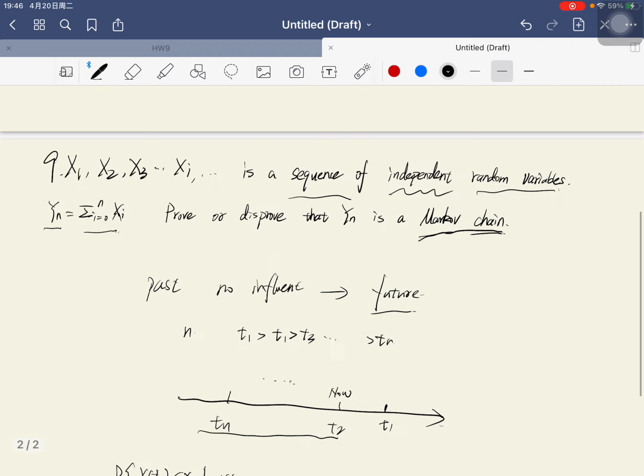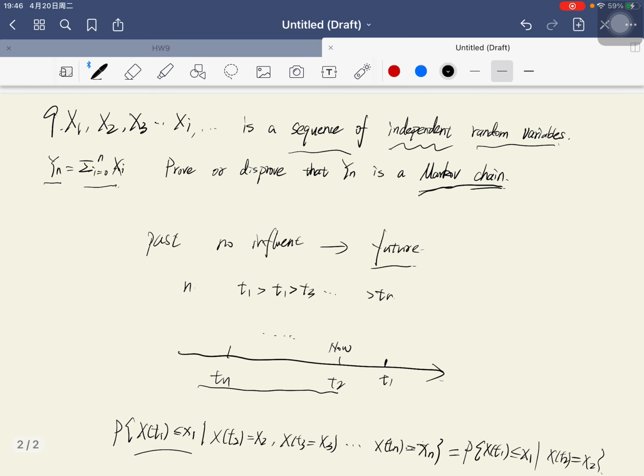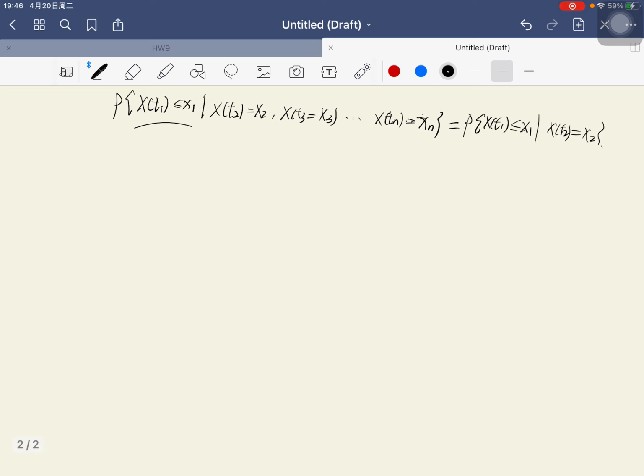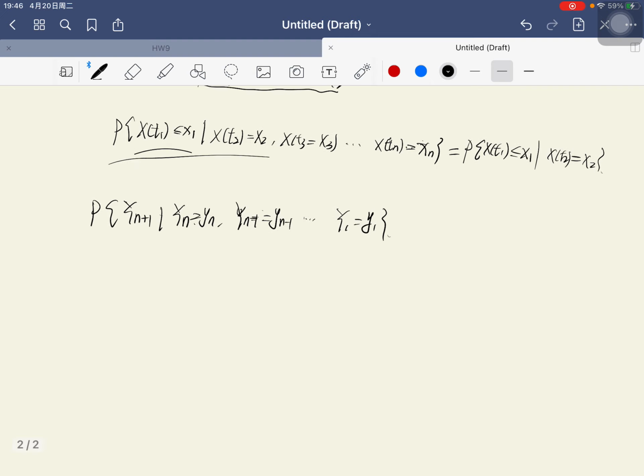So in this question, we want to prove that the sum of Xi, Yn, is a Markov chain. At first, we could set the probability of Y(n+1) in the condition that Yn equals yn, Y(n-1) equals y(n-1), and so on, Y1 equals y1. We want to prove that this probability equals the probability conditioned only on Yn.